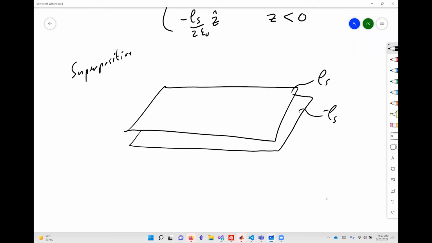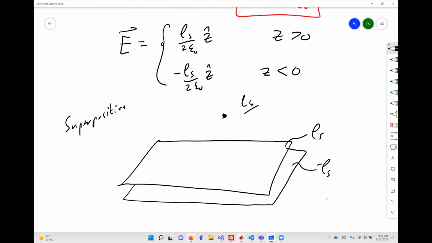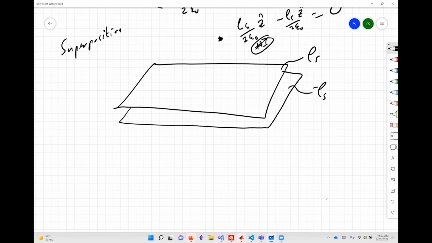So what happens outside, we have a field from plate 1, which is rho S over 2 epsilon naught Z hat. Right? But then also we have the field from plate 2, which has a negative charge density, minus rho S. So it's going to be minus rho S Z hat over 2 epsilon naught. So above the plate, the field is going to be 0.